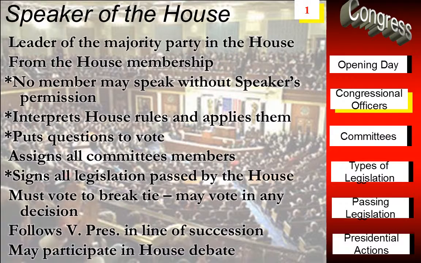The Speaker of the House also is the next person to the presidency after the Vice President, and the Speaker of the House is allowed to participate in the House debate. Now, one of the things I want you to see as you look at this slide in the notes is that there are specific items that have asterisks next to them. Make sure you have those asterisks there because they are going to be significant when we talk about the Senate and what the Vice President does. All right? So, moving on.